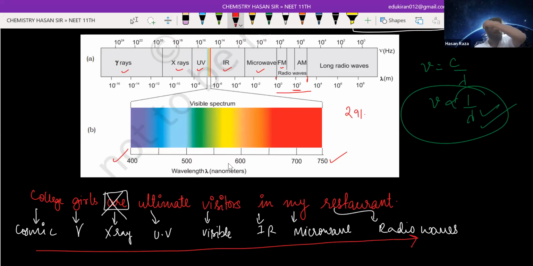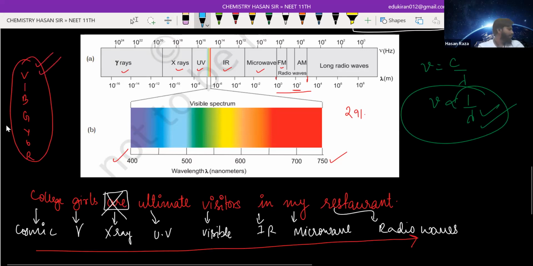can you tell me, VIBGYOR you have studied, right? Yes, sir, in class 10th. Which one will have the longest wavelength, maximum wavelength? Out of this, the maximum wavelength will have the ray of red, yes or no? Red. Right. So in this way, you can connect this. This R is red and this R is radio waves.